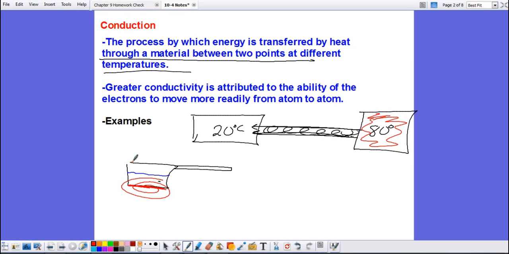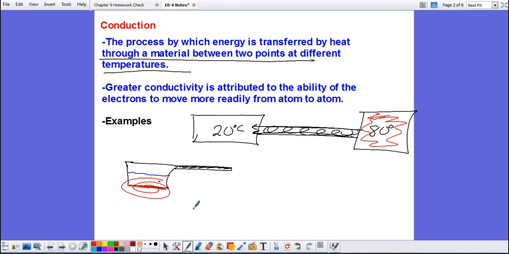Now, when you look at this pot, you're going to notice something about it. Well, it's metal. It's a good conductor. However, the handle is going to be made of an insulator, something that does not conduct as easily, so that when you touch it, it doesn't hurt you.